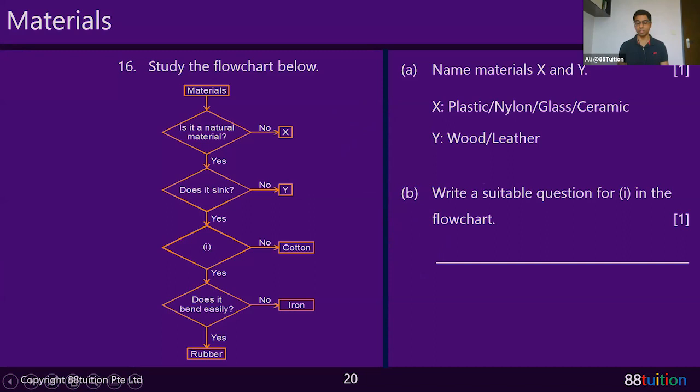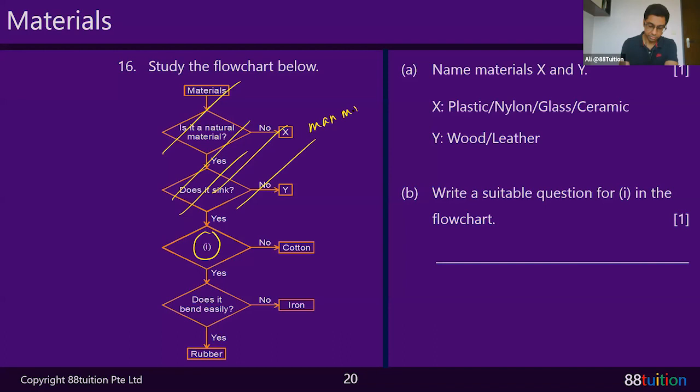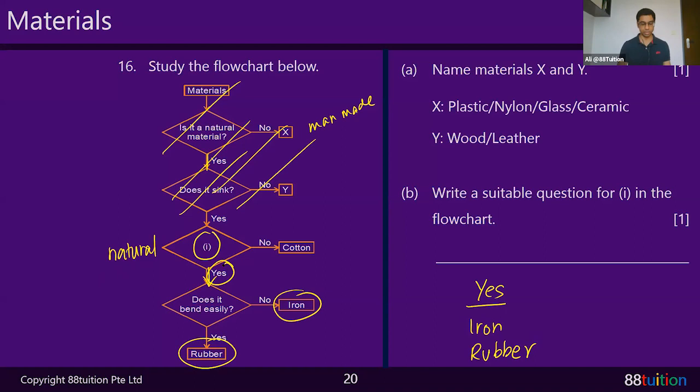Write a suitable question for one in the flowchart. This is the difficult part, right? You need a no for cotton and a yes for iron and rubber. It doesn't matter about the top actually. Here it is man-made, and here it must be natural, but that doesn't matter because we're looking for a question only, not the answer of the flowchart. The question must be a yes for iron and rubber because iron and rubber are below the yes. You must answer no for cotton. So how are these two different?